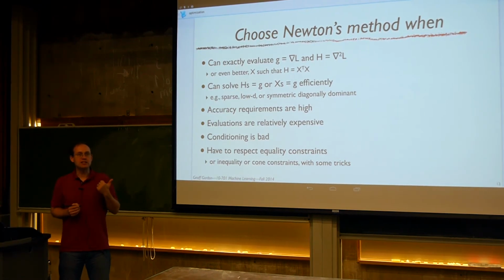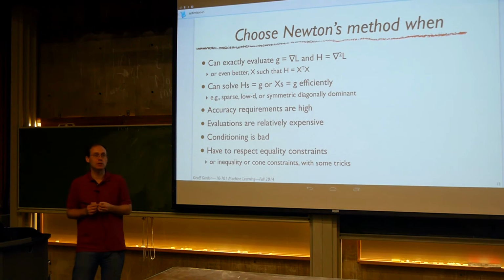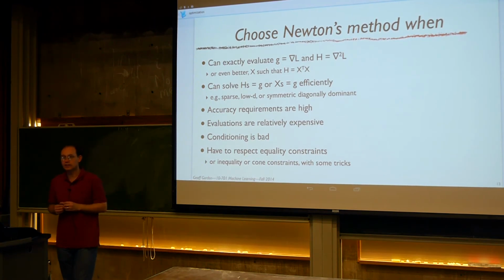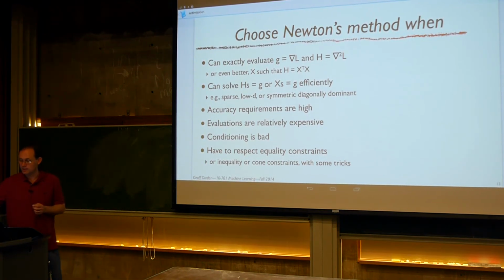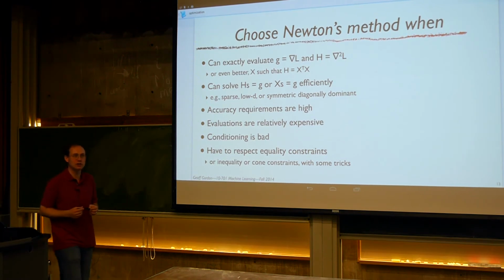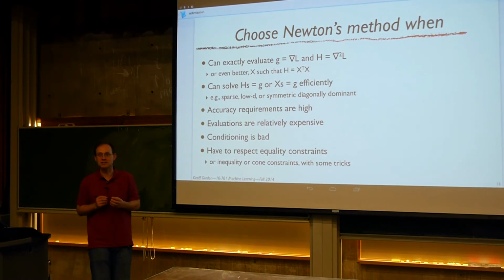We have to be able to solve linear systems involving the Hessian, right? We don't necessarily have to invert the Hessian, but we have to at least be able to solve a linear system. What does it mean to be able to solve a linear system efficiently? Well, that's its whole own kettle of worms, right? There are people who do their entire research careers on when you can solve linear systems efficiently.